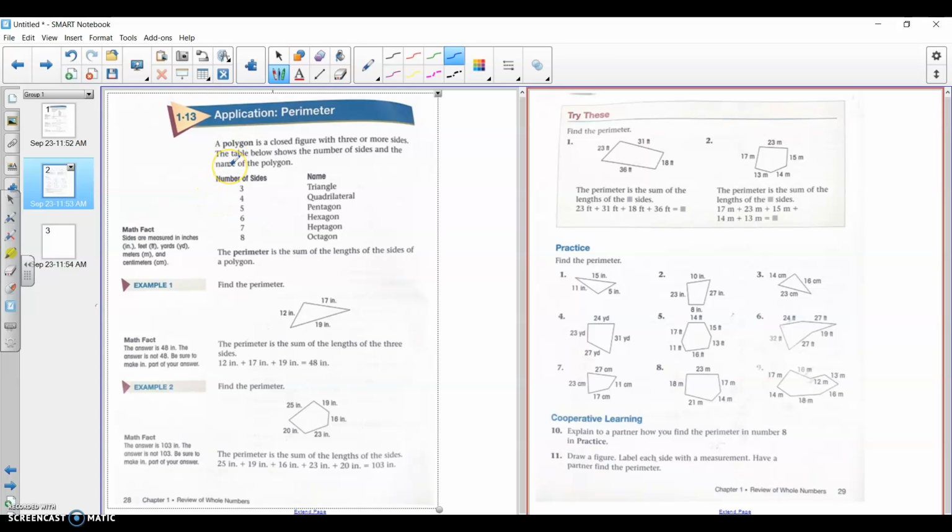Today's lesson is Chapter 1, Section 13. It's going to be perimeter, which we have been doing in our warm-ups. So we'll read page 28, and then you'll have problems on page 129.